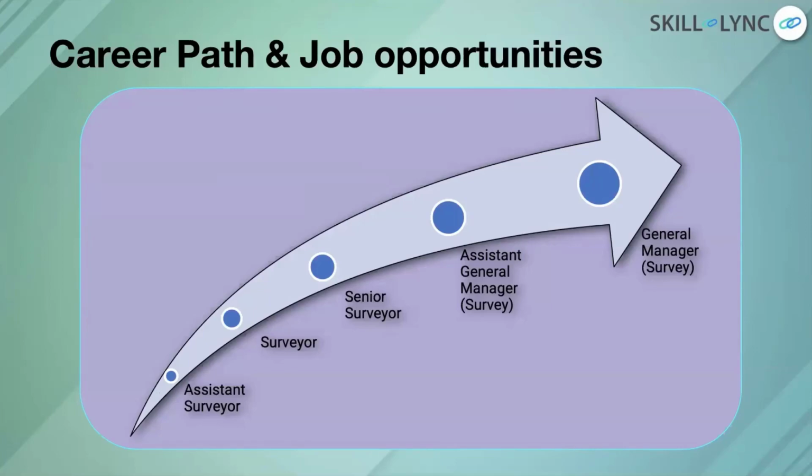Finally, I would give you a very typical career path. As I said, this is a very, very conventional career path. You start being an assistant surveyor. That's how people start. Once you graduate, you get hired as an assistant surveyor, or you can just finish your diploma and start as an assistant surveyor. Then you become a surveyor, of course, within 2 or 3 years, depending upon the company and its demands. And maybe half a decade later, senior surveyor, and slowly you become assistant general manager and general manager.